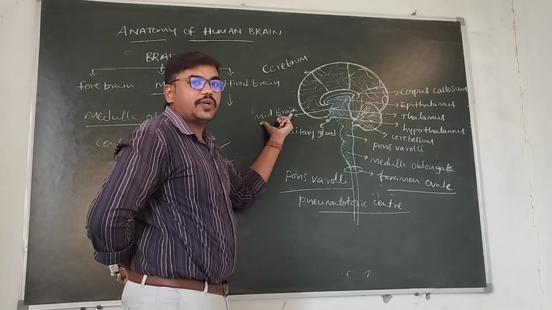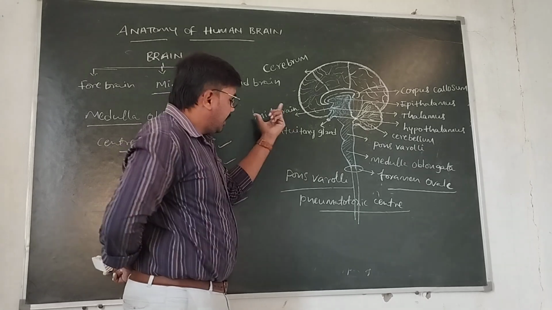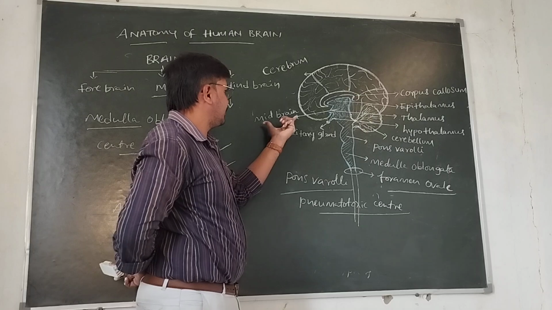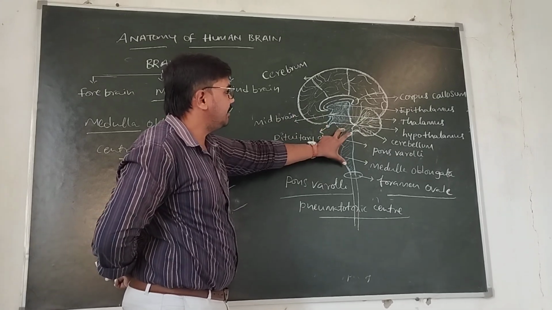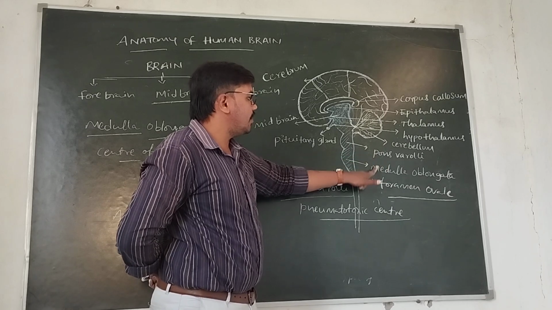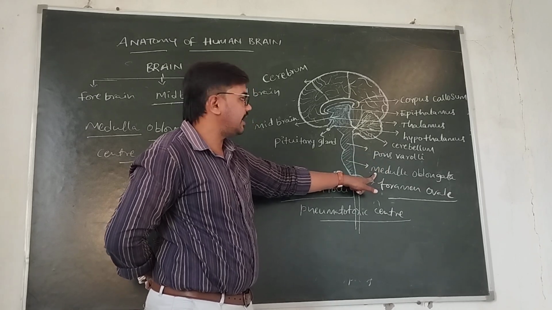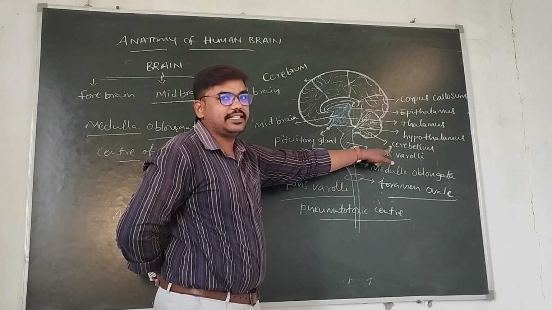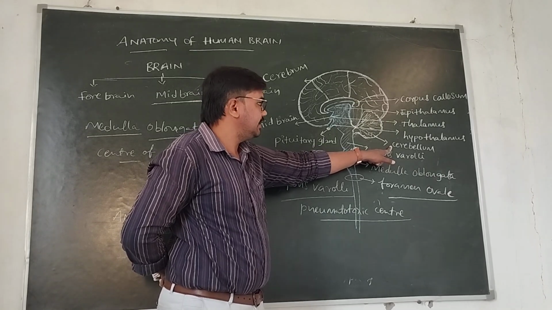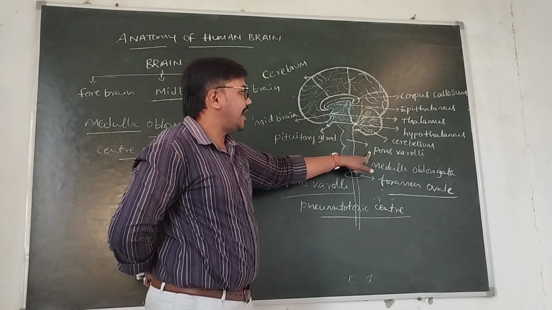Next, the second one is the midbrain. The midbrain is located at the center of the brain, and it consists of the limbic system. The limbic system is for the expression of our feelings and also sexual behavior. Next, the third one is the hindbrain. The hindbrain consists of the cerebellum, pons varolii and medulla oblongata. The cerebellum is called the little brain. It is also called the gyroscope of the human body.